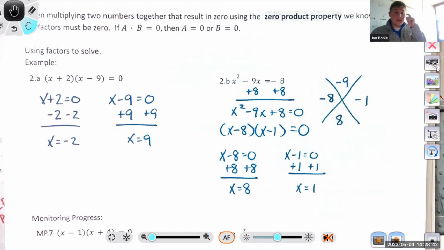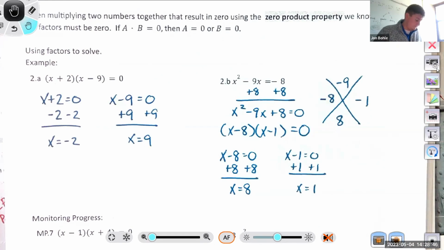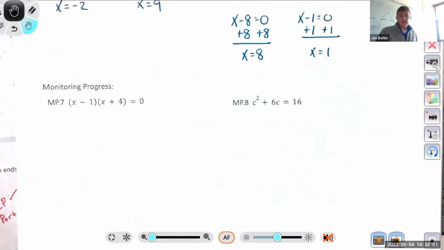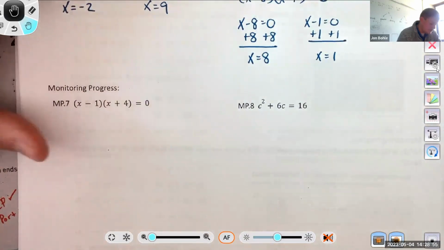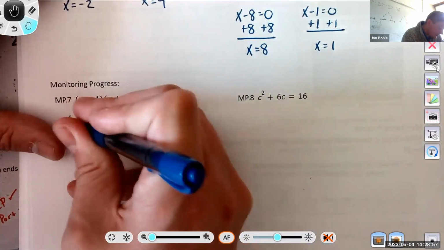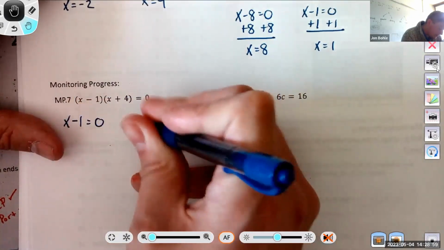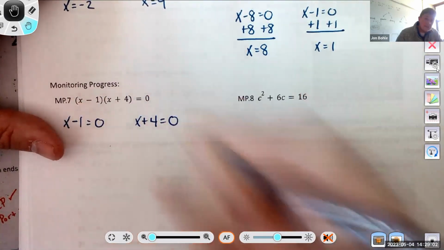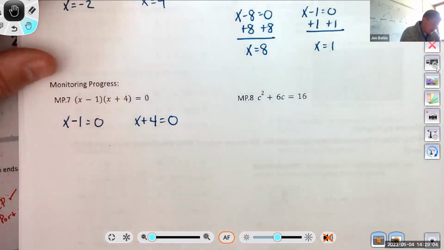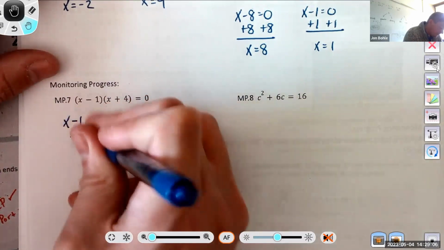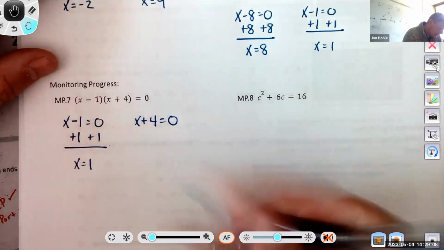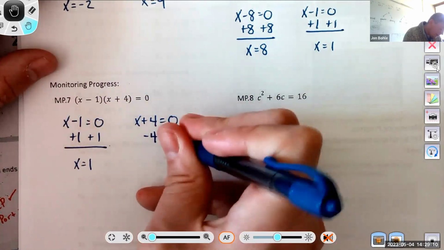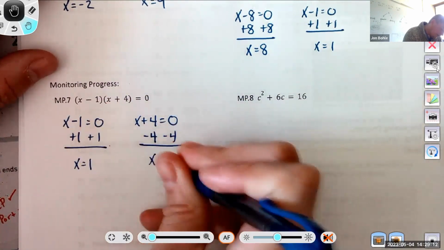Okay, take a moment, pause the video, and try 7 and 8 on your own. Check it with me when you're done. Okay, so I'm assuming that you've already paused the video and you're looking to see how you did. Number 7 should be a review problem, should be pretty easy. They're already set equal to 0, so you just solve each of those problems. Here, I would add 1, so x is 1, and here I would subtract 4, and that's equal to -4.